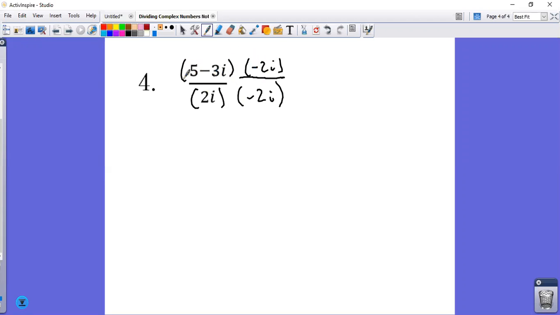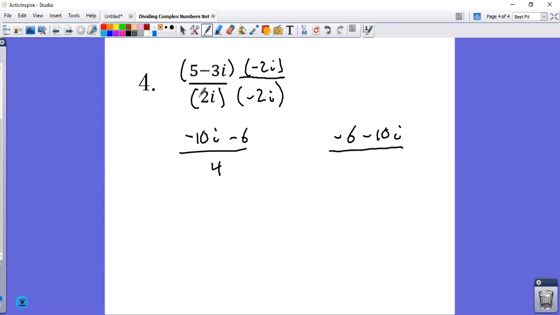And the reason for that is, well, let's do the top first. 5 times negative 2i is negative 10i. Negative 3i and negative 2i is a positive 6i squared or minus 6. So this will be negative 6 minus 10i over 2i times negative 2i is negative 4i squared or positive 4.